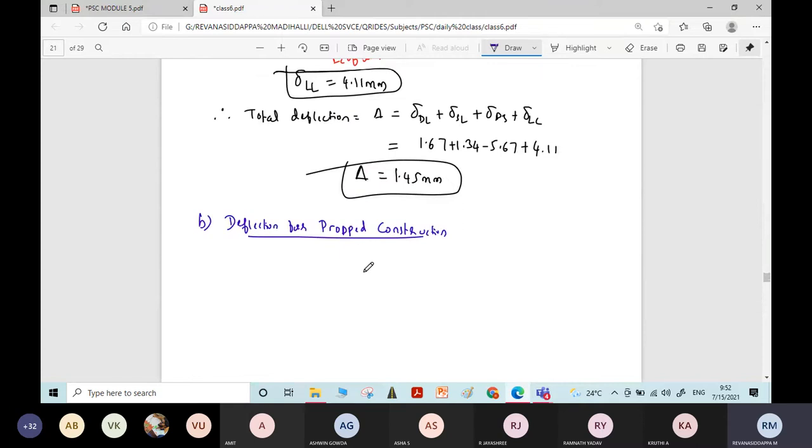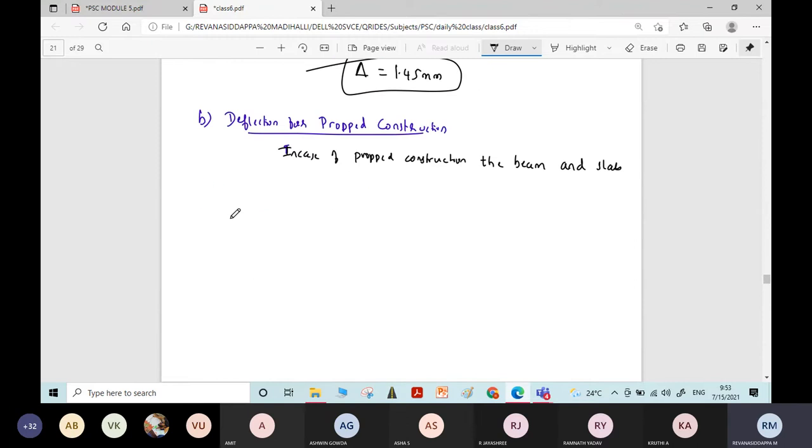And you need to take Young's modulus of concrete of beam, right? In case of propped construction, the beam and slab is considered as a composite section.